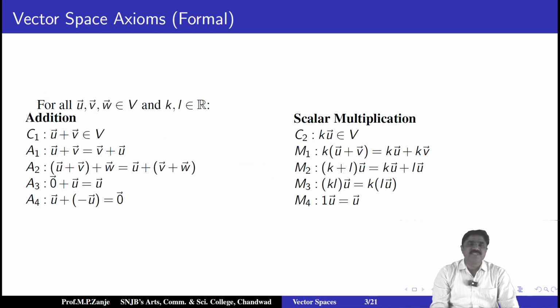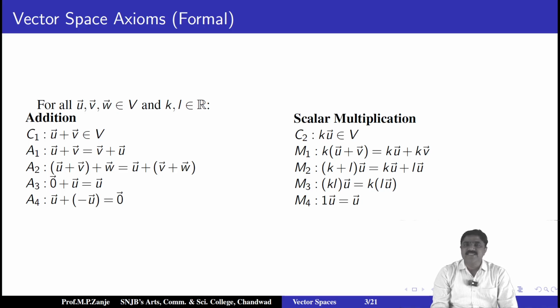Vector space axioms. First, the closure axioms: u, v, w belong to V and k, l are scalars, then u plus v belongs to V, and any scalar into a vector also belongs to V. That is the closure axioms. Addition axioms: it is commutative, u bar plus v bar is equal to v bar plus u bar. Addition is associative, u bar plus v bar plus w bar is equal to u bar plus v bar plus w bar. And 0 is the additive identity, 0 plus u bar is equal to u bar. There exists a negative element, u bar plus minus u bar is equal to 0 bar.